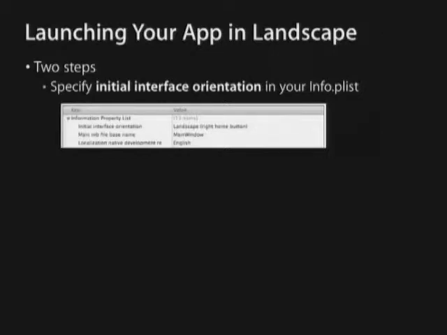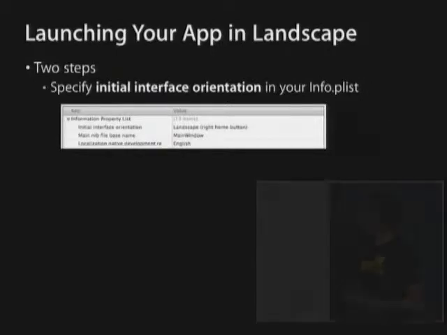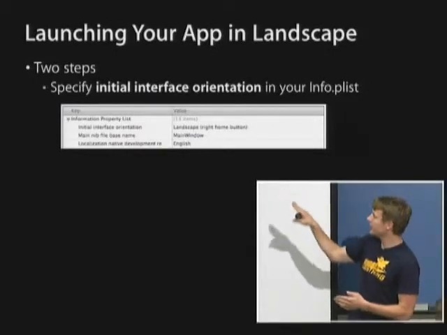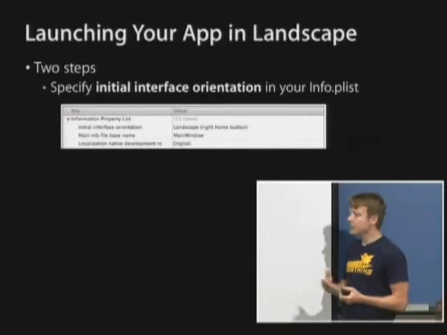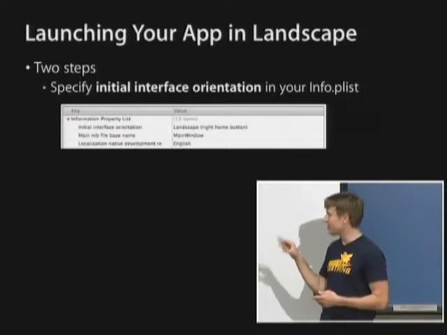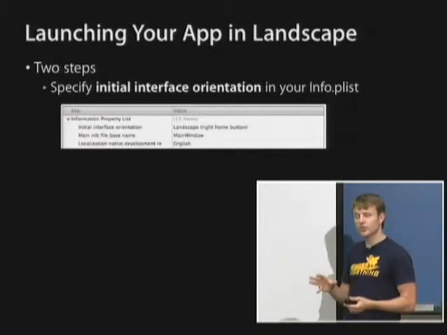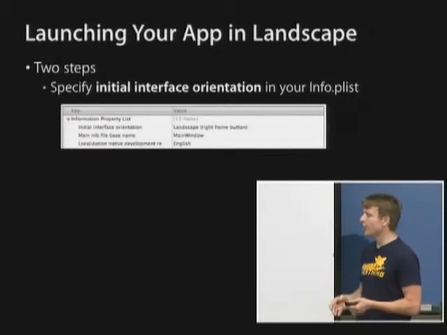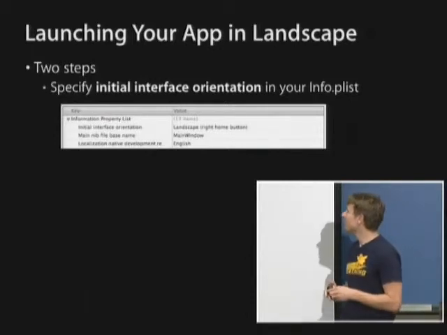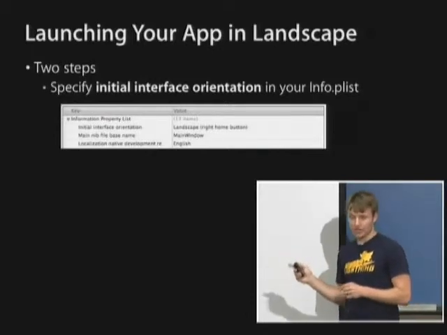This is the property list that describes a lot of the basic things about your app, like the main nib and all sorts of other stuff. This is a clipped view of the Info.plist. One thing you can specify in there, you have to add it, it's not in there by default, is the initial interface orientation. You can choose portrait, landscape left, landscape right, upside down, who knows. So you specify that initial orientation.